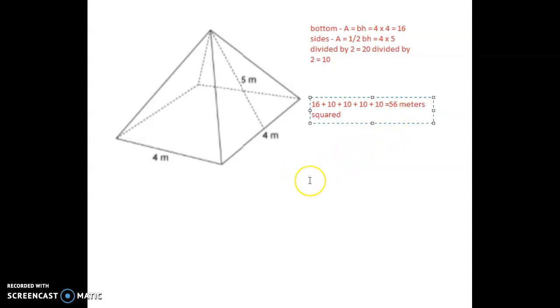So you can do it with a net, you can do it with a folded up shape. It's different, but really the same. You want to make sure you've gotten all of the surfaces included with the correct formulas, and then you add them. And that's it.